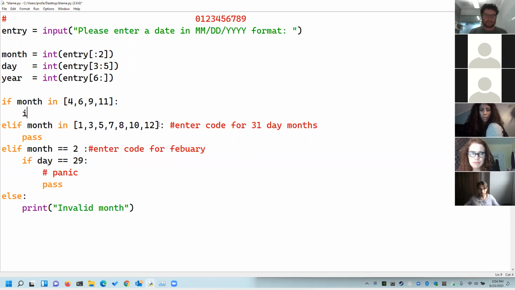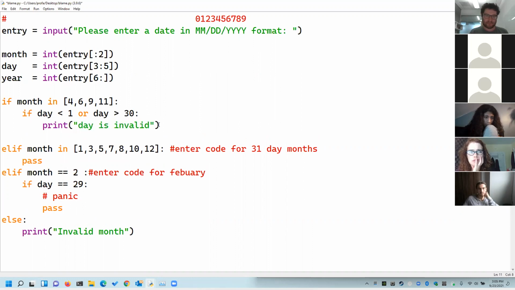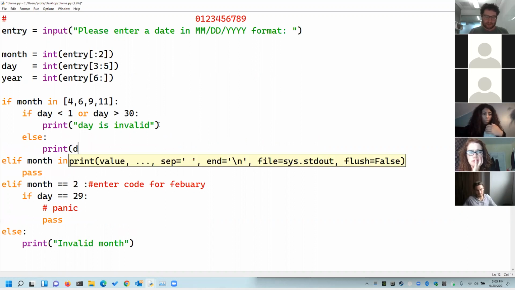So one of the things I love about Python is I can write if statements that make sense. In other languages, I'd have to do this: if day is less than one, or day is greater than 31, or sorry, greater than 30, since these are the days of 30, print day is invalid, else print day is valid.